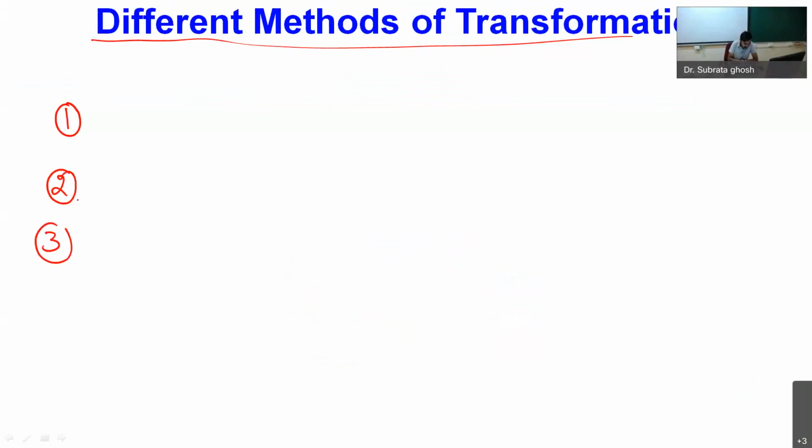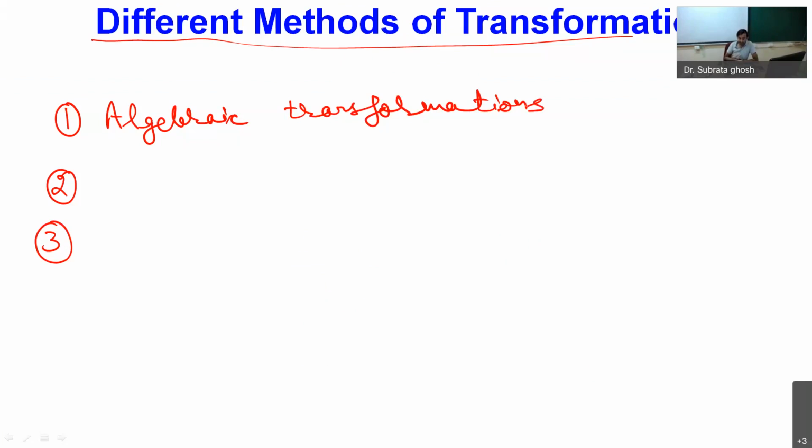Okay. So if I talk about the different methods available for transformation of grids, we generally follow three different strategies. The very first one is algebraic transformations. In case of algebraic transformations, we have some algebraic expression for one coordinate system to another coordinate system.